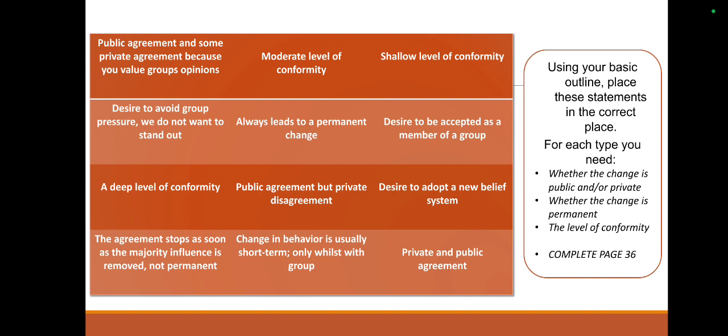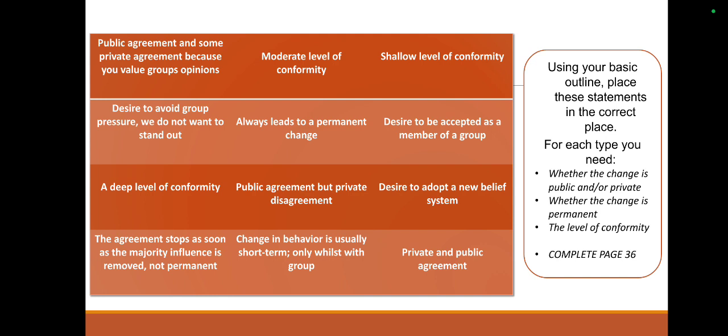It'd be really good if I could see that in some of your booklets. So these are the 3 Ps, and what I mean by that is whether the change is public or private, whether the change is permanent, okay, and then obviously just the level of conformity. So your 3 Ps are public, private, permanent, okay. So let's see if we can start to sort these out.